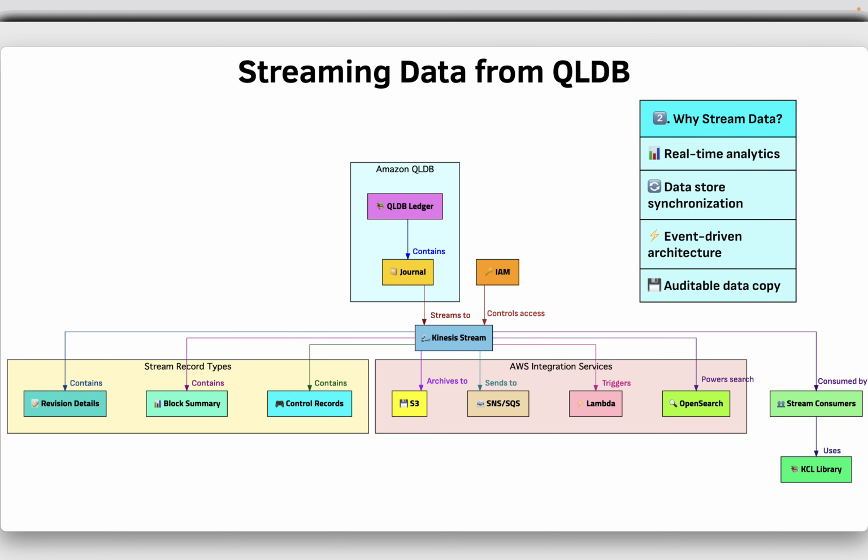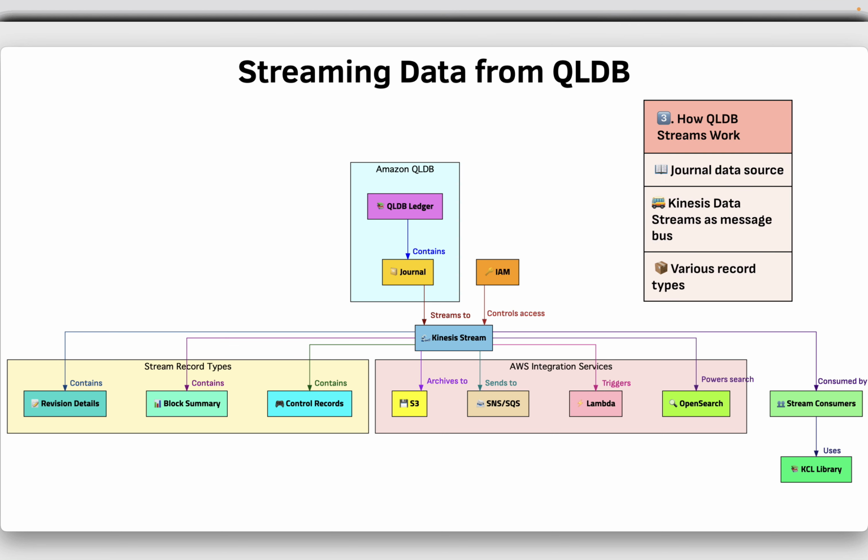Streaming data provides several benefits. You can have real-time analytics through other AWS services, the ability to keep other data stores synchronized with QLDB, an event-driven architecture for reactive systems, and a way to maintain a separate auditable copy of QLDB data. The journal within QLDB is the foundational source for streaming data. The data is then pushed to Kinesis Data Streams, which is a managed service that serves as a message bus for this information. The stream data comprises different types of records that capture various aspects of the changes.